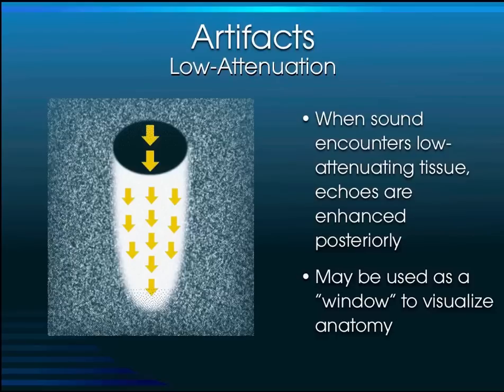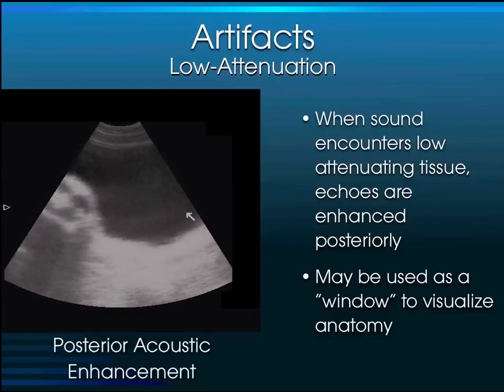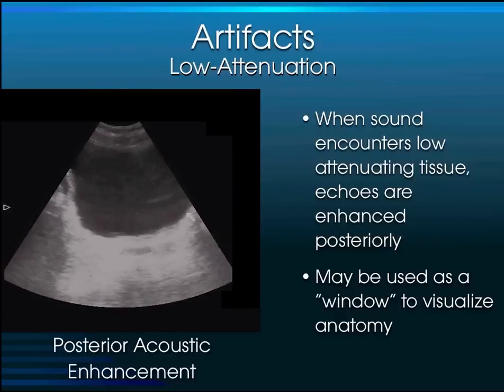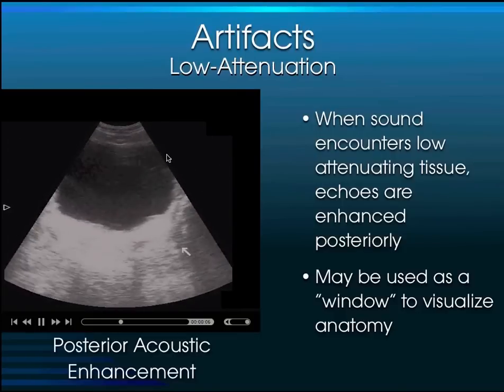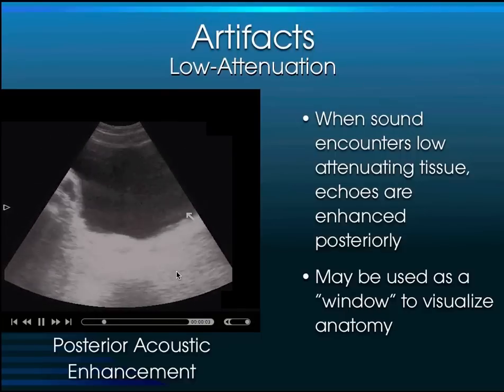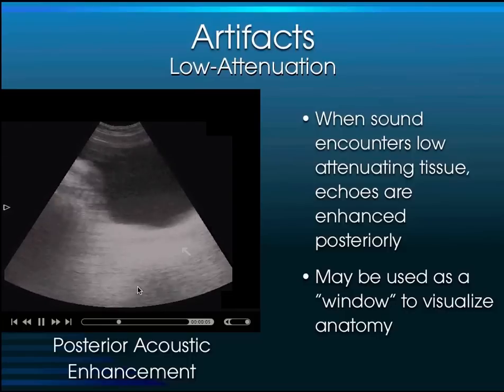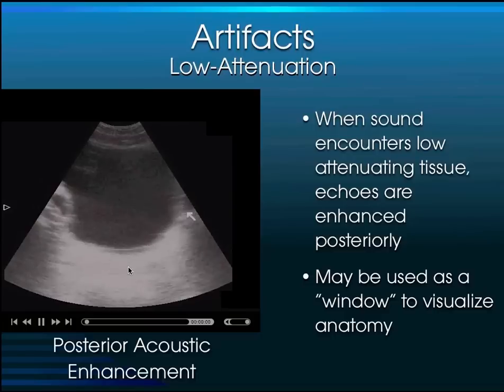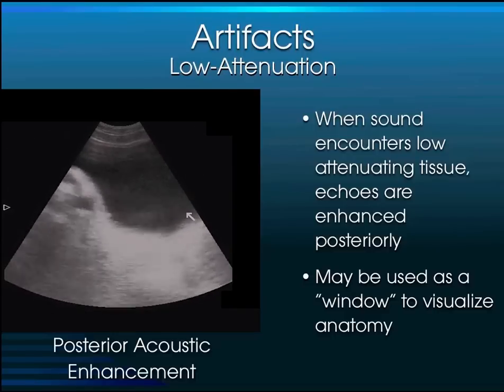Sometimes sound can travel through an organ very easily, such as fluid or water or the urinary bladder. See, when sound encounters this low attenuating tissue, well, then the echoes behind it get enhanced posteriorly. And that's the reason why we use the bladder as an acoustic window to visualize structures behind it. See, in this example here, we can see the anechoic bladder appears basically black on the screen, and structures behind it have posterior acoustic enhancement. Because of the low attenuating effect of the bladder, structures posterior to it are echo bright.